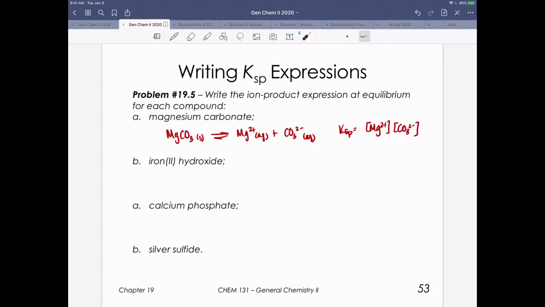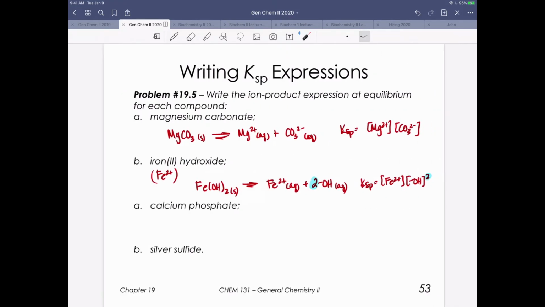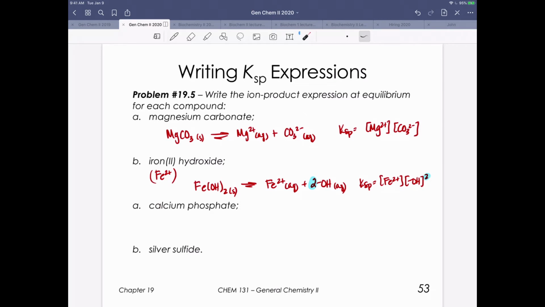Okay, another one to try. Try iron 2 hydroxide. Pause the video and try for yourself. So iron 2 hydroxide, again, building what this formula looks like. Iron 2 is going to be Fe2+. Hydroxide is OH-, and so this is what the chemical formula will look like for iron 2 hydroxide, Fe(OH)2. So again, this is going to generate 1 divalent iron cation in solution, and then 2 hydroxide ions in solution.